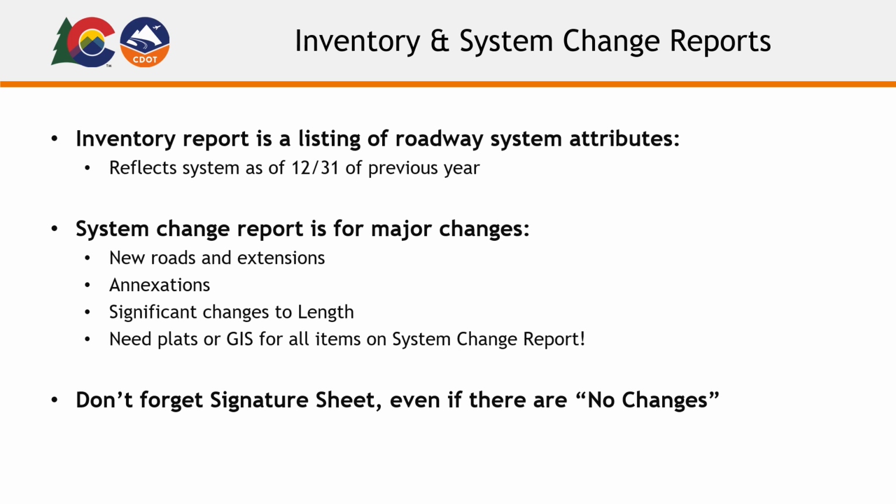The Systems Change Report is for major changes. This would include new roads, annexed roads, length changes, or major reconstructions. Please fully complete the form by populating each section. This information is required to correctly register your segment. Supporting information such as GIS data or plats are required for these types of changes. An example of a Systems Change Report will also be shown.